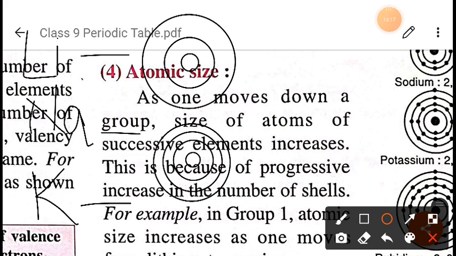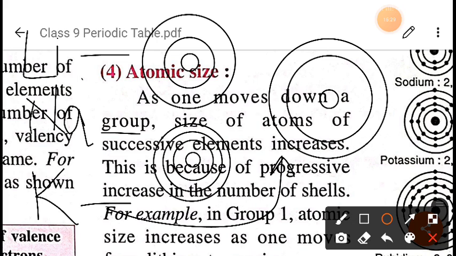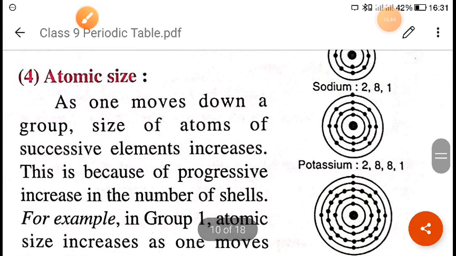And for potassium, I'm drawing here. Suppose this is the nucleus, and this is the first shell, this is the second shell, and this is the third shell. As you can see, as we are moving down the group, the number of shells is increasing. Here only two shells were there, here it has become three shells, here it has become four shells.